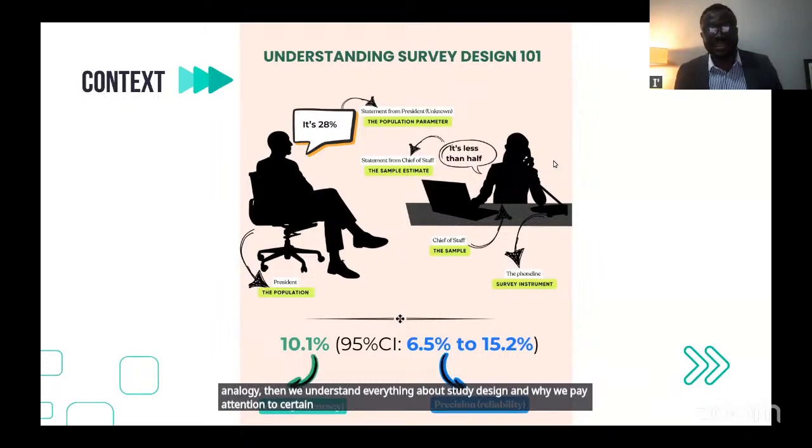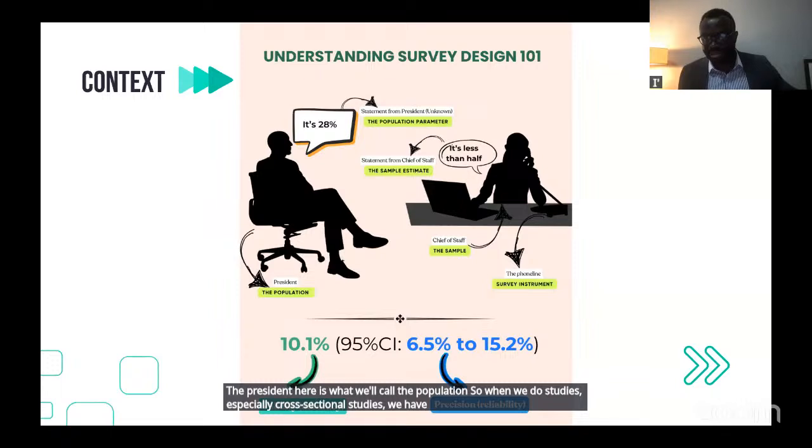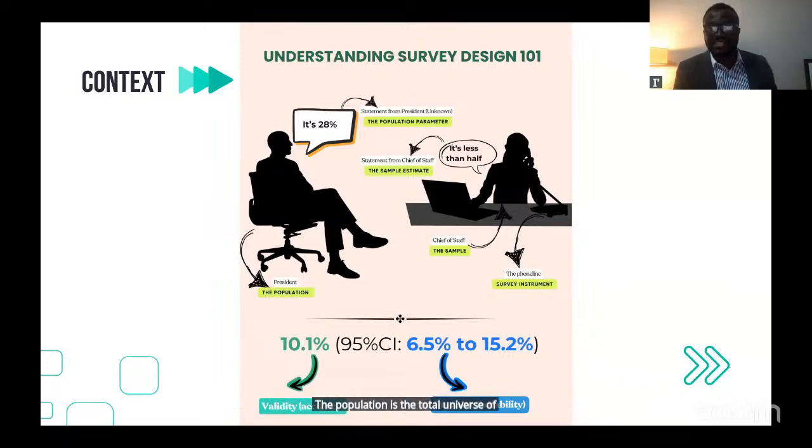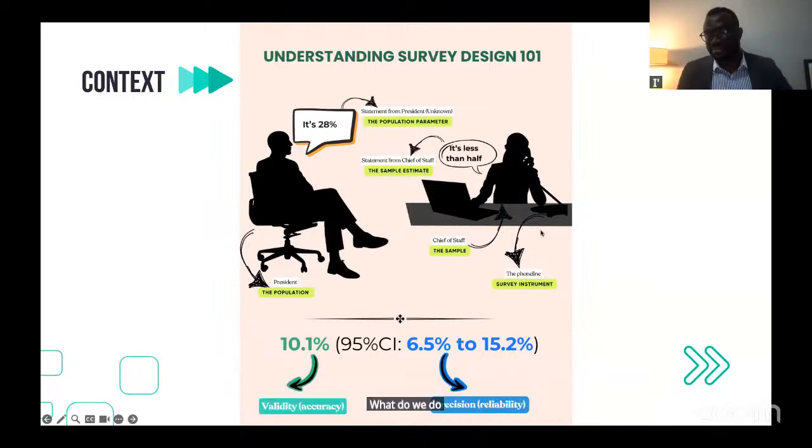So let's bring the analogy back home. The president here is what we'll call the population. When we do studies, especially cross-sectional studies, we have two separate things: the population, and then the sample. The population is the total universe of everything we want to get our hands on. But of course, nobody can access the true population. Why? Because we can't sample everybody in the world or everybody in the target population. So what do we do? We get access to the sample.